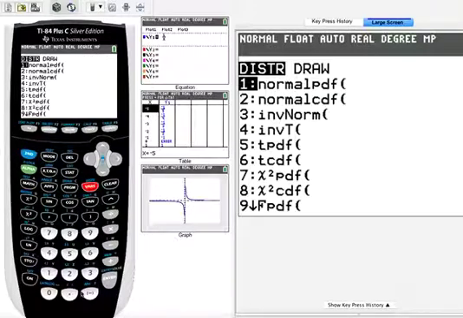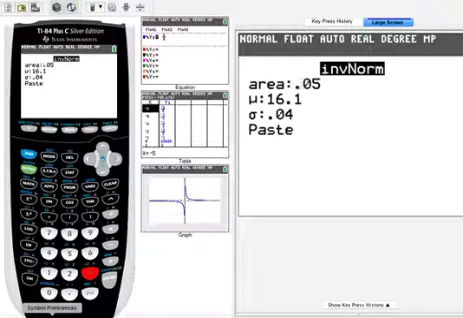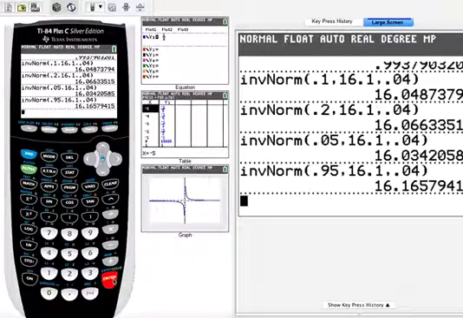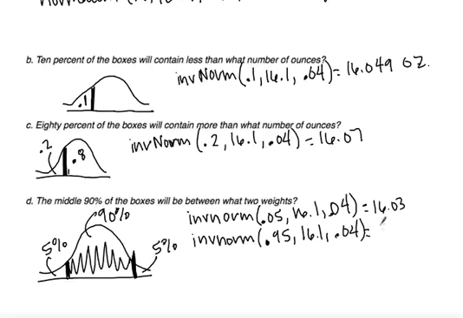Second, vars, inverse normal, 0.95 this time, mean and standard deviation stay, and you get 16.165. So we'll do 16.17. So that means that you have to be between 16.03 and 16.17.